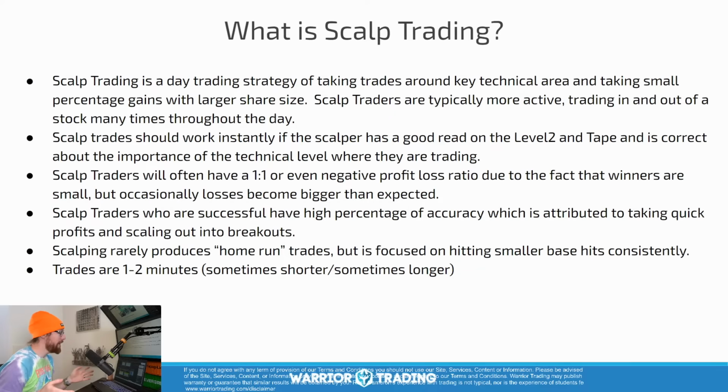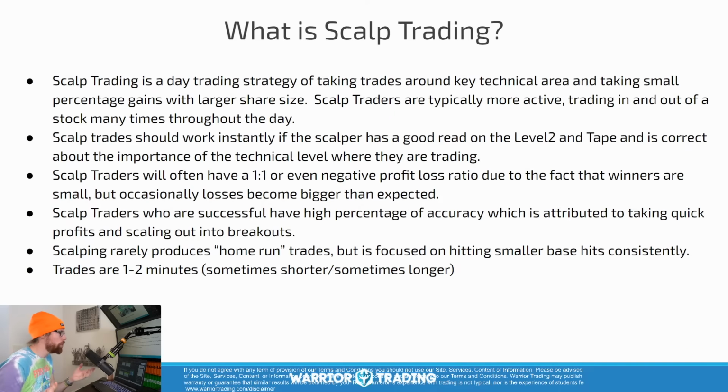Scalp traders will often have a 1-to-1 or even a negative profit-loss ratio. Now, this is a little bit of the drawback and where it can be a little tricky for beginners. The 1-to-1 profit-loss ratio means your average winners and average losers are the same. And this has always been the case with me in my trading. My average winners are about 1,300, average losers are about 1,400.